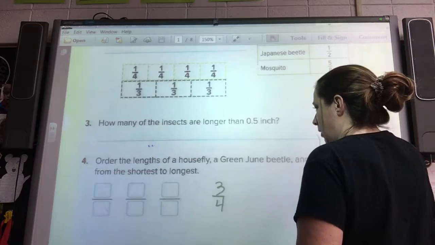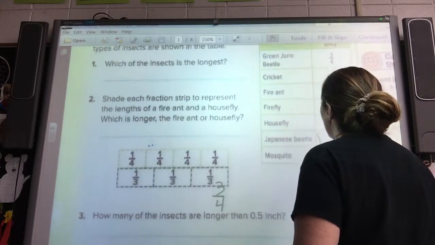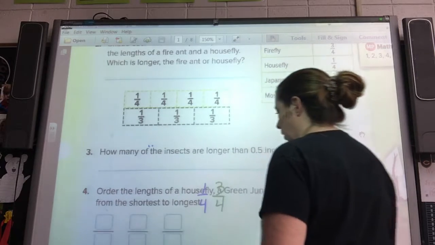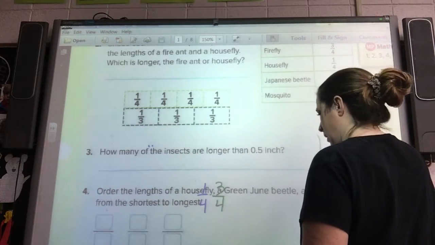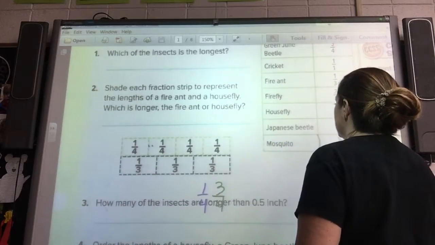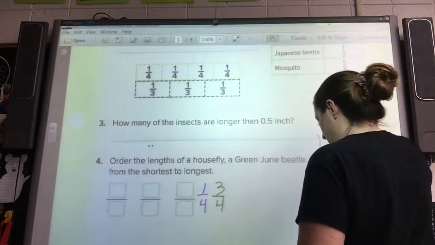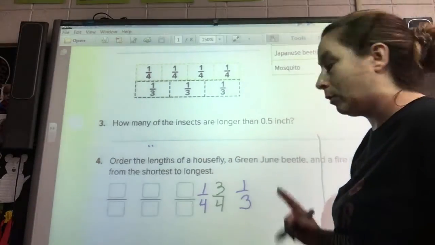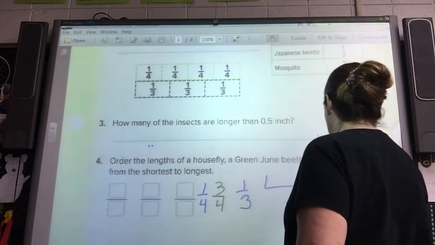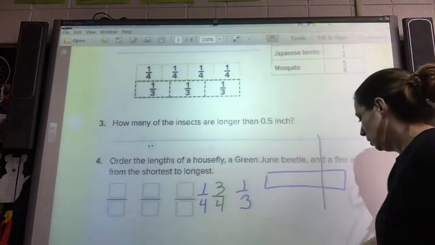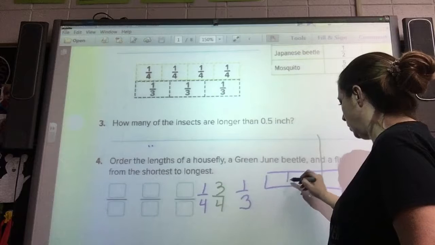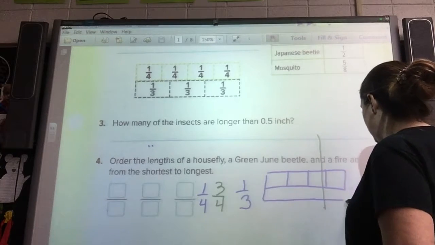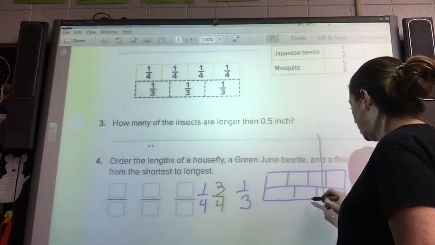The housefly is 1/4. And the fire ant, that pesky fire ant, is 1/3. All right, now if we write this out the way they did, we did 1, 2, 3, 4. So this is fourths, and then we did the same thing again, and we did thirds, right?